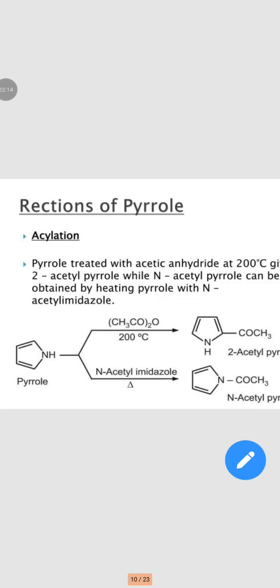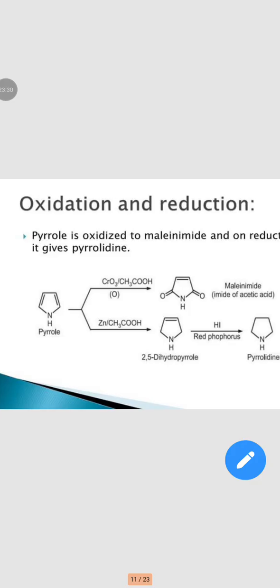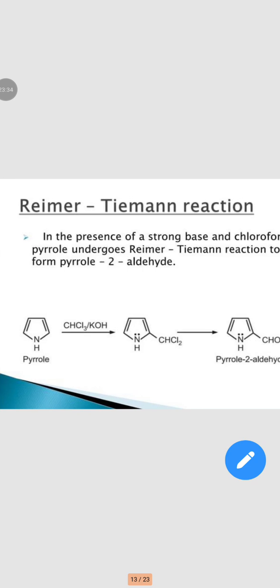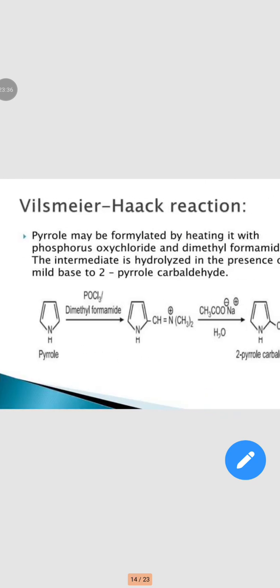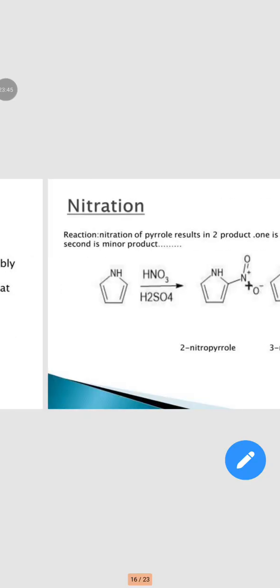Then next we studied the chemical reactions of pyrrole. First one is acylation, then oxidation and reduction reaction, ring expansion reaction, then Reimer-Tiemann reaction, Vilsmeier-Haack reaction, then electrophilic substitution reactions: nitration, sulfonation, Friedel-Crafts alkylation, acylation, halogenation.